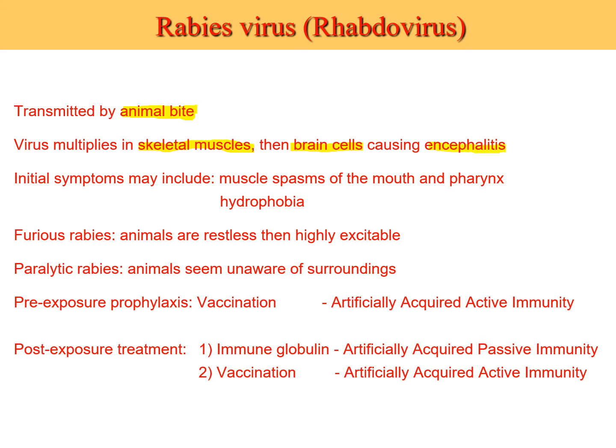Initial symptoms may include spasms in the mouth and the pharynx associated with increased saliva production, and also an unusual symptom is hydrophobia, fear of water. In animals that are infected, you can get different kinds of responses, furious rabies or paralytic rabies. In furious rabies, they can be quite angry, aggressive, restless, highly excitable. With paralytic rabies, they seem sort of placid, unaware of their surroundings. An infected dog, for example, may even appear to be lost.